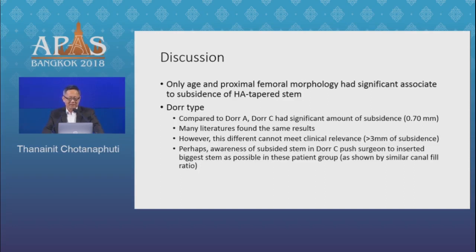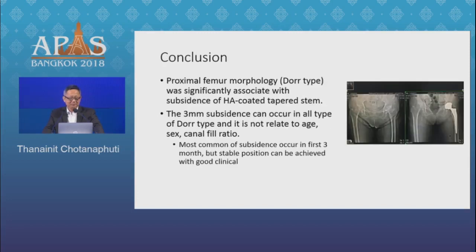However, we did not find any criteria when we consider 3 millimeter subsidence, because we look at the detail: when the patient has Dorr type C, the surgeon pushes a bigger stem and they have a good canal fill ratio also. So the proximal femoral morphology is significantly associated with the subsidence of the HA coated taper stem.